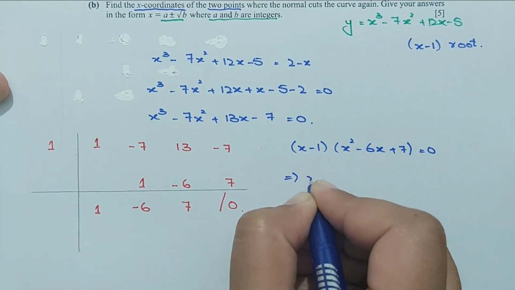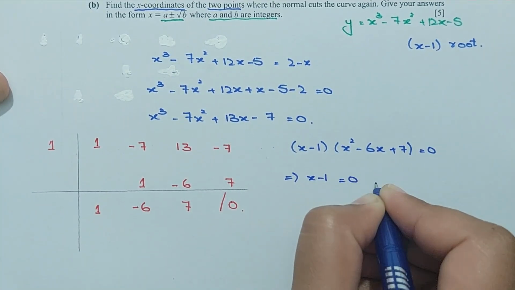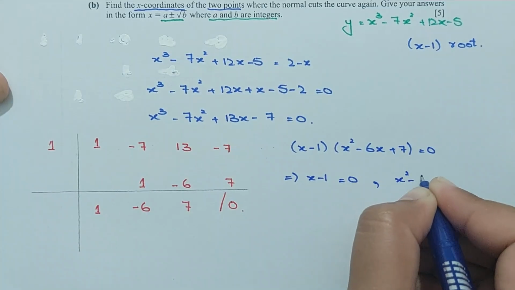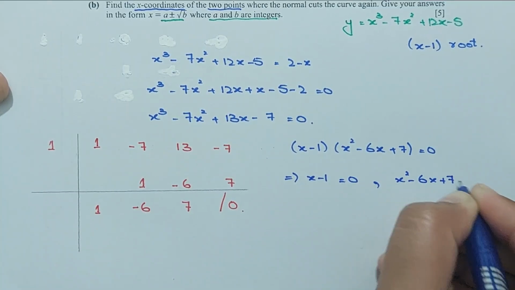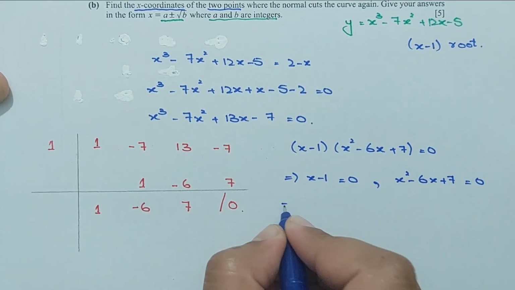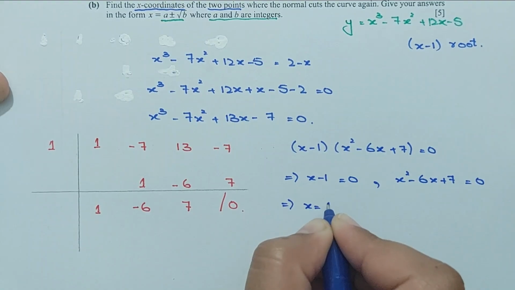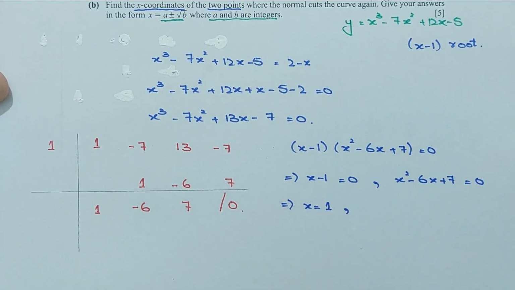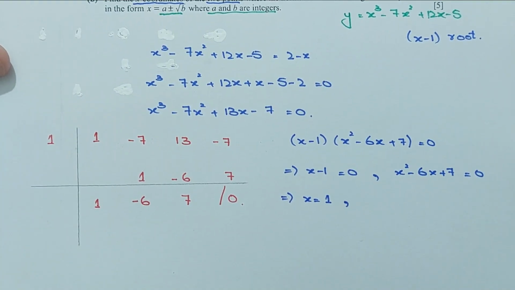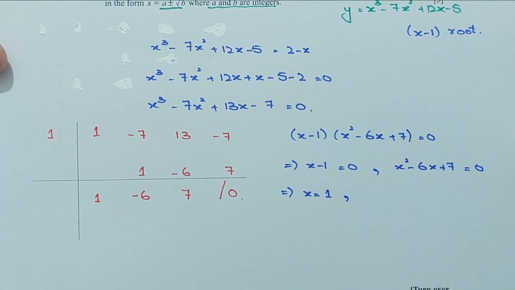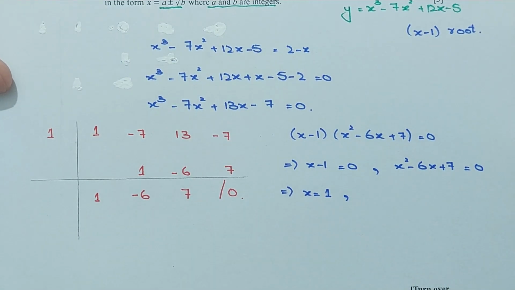So from here we can say x minus 1 equals 0 and x squared minus 6x plus 7 equals 0. So from here we can say x is equal to 1. This is the x coordinate of the point where the normal cuts the curve. We have already done this. Now we have to find the other 2 points from here because it's a quadratic, so we will get 2 roots. So applying the quadratic formula over here.